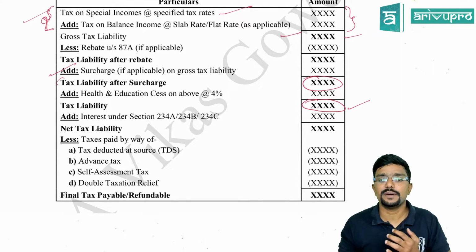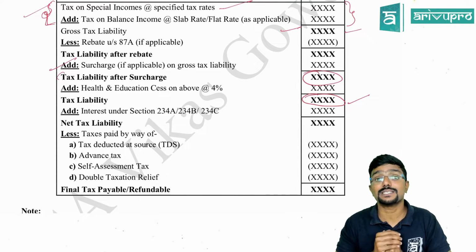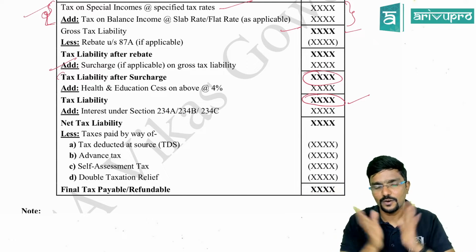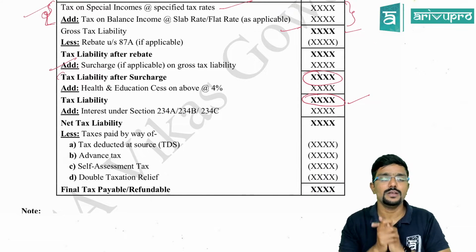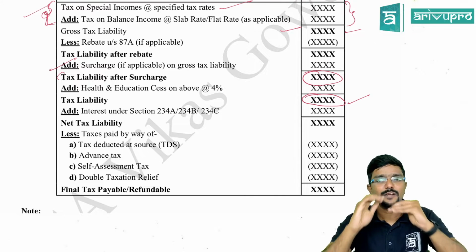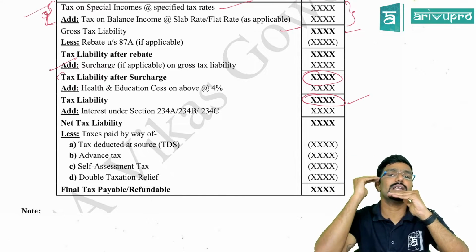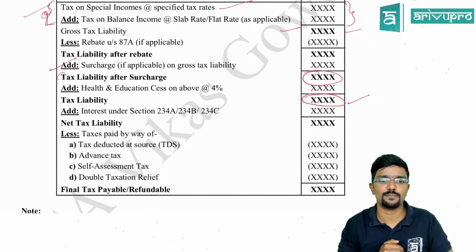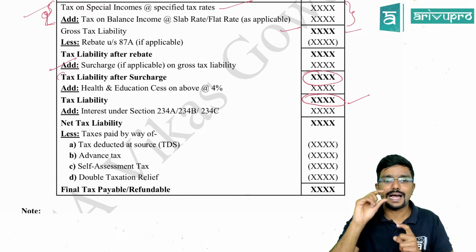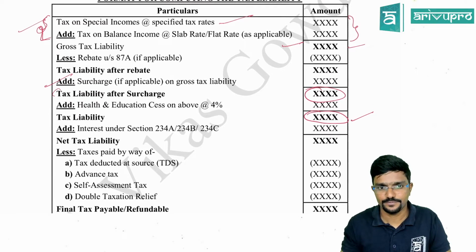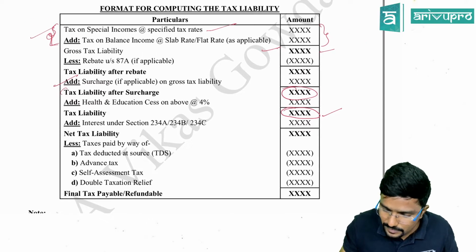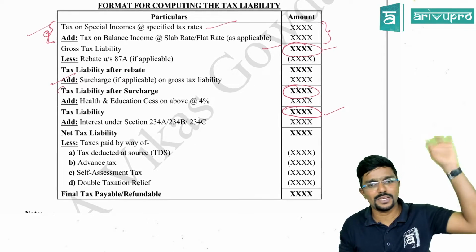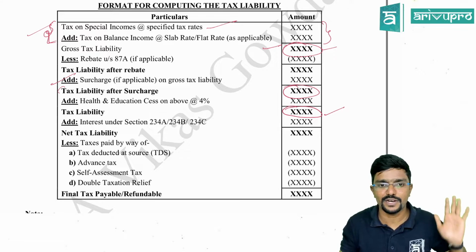Then tax liability after rebate. Then check whether surcharge is applicable. Surcharge and rebate both cannot come in the same situation, guys. Surcharge would be applicable only if the total income crosses certain limits like 50 lakh, 1 crore, 2 crore like that. So check if surcharge is applicable. If yes, then calculate that on the tax figure. And obviously, this surcharge will be calculated on this figure, because when surcharge is applicable, rebate will not come. Rebate will definitely not come.